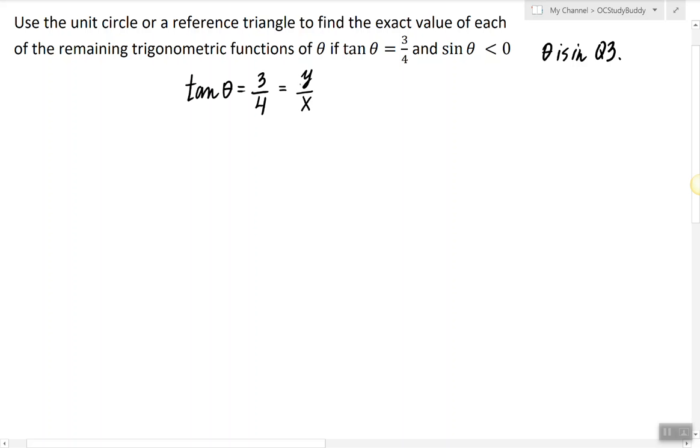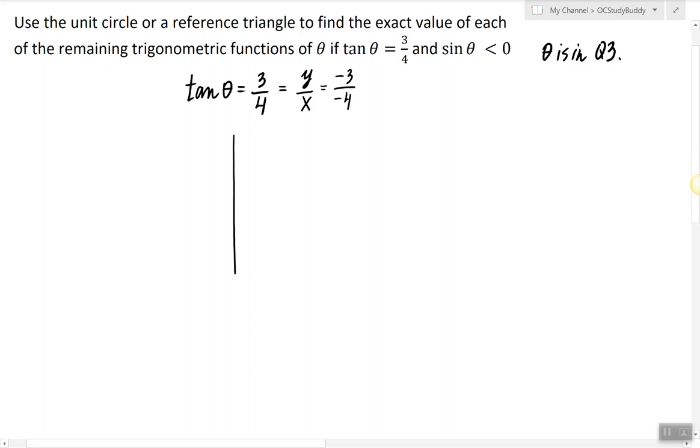Now we can choose y to be 3 and x to be 4, because then we'll end up with the angle in quadrant 1. However, if we choose y to be negative 3 and x to be negative 4, then we'll obtain an angle in quadrant 3.